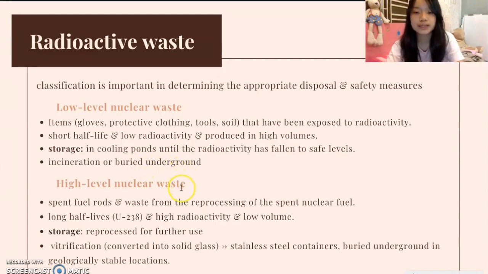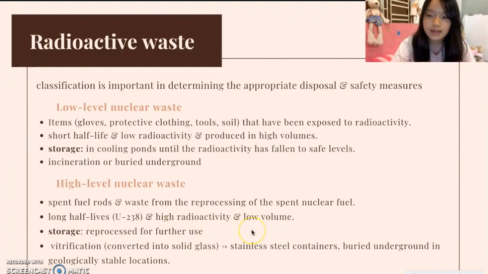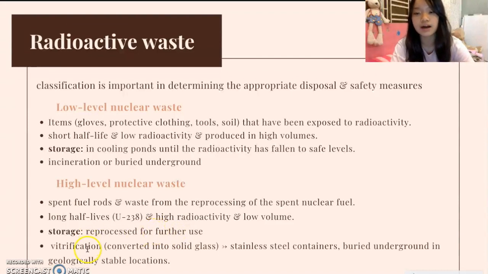High-level nuclear waste includes spent fuel rods and waste from the reprocessing of the spent nuclear fuel. They have long half-lives and high radioactivity, however, they are produced in low volume. They can be reprocessed for further use, or they can go through a process called vitrification, in which they're converted into solid glass, and then stored in stainless steel containers and buried underground in geologically stable locations.